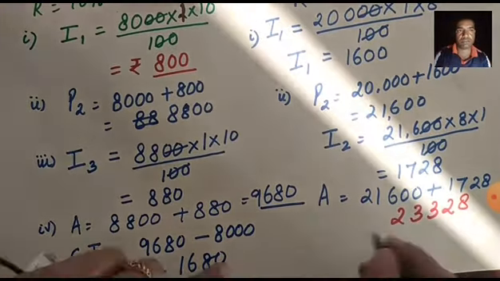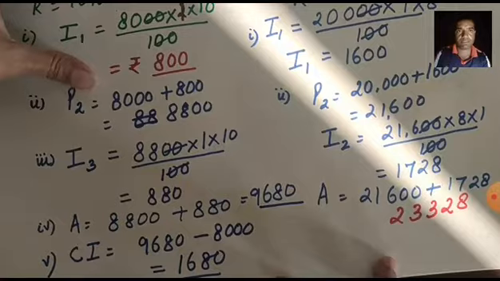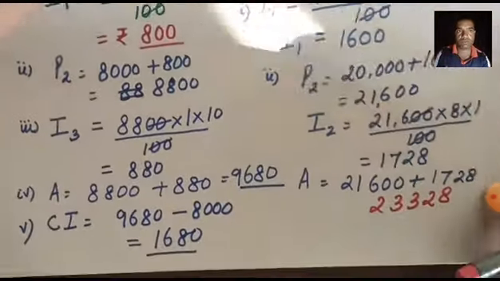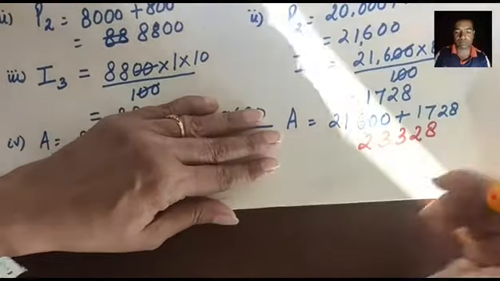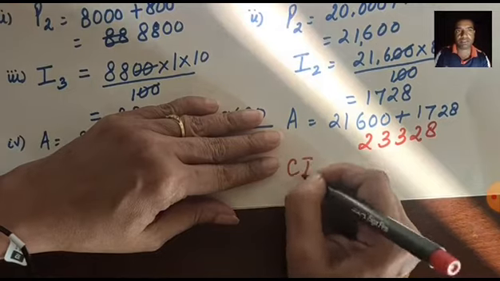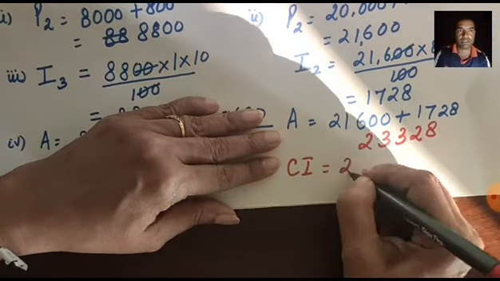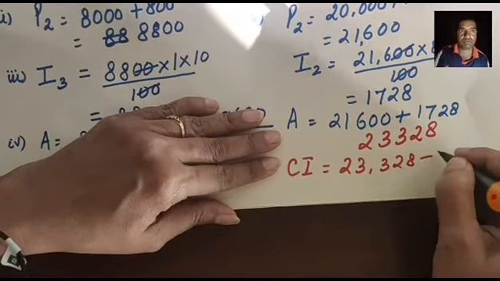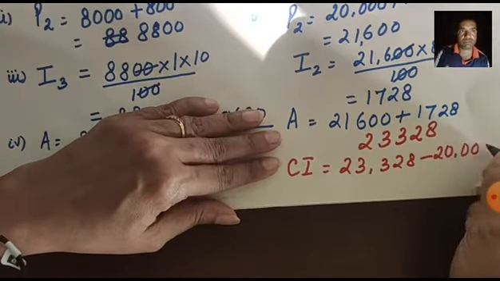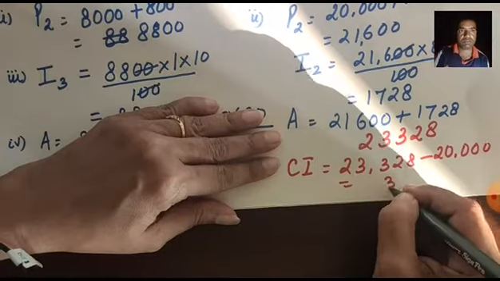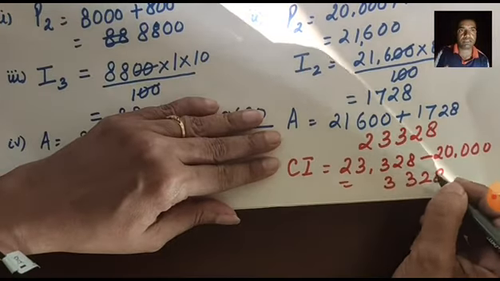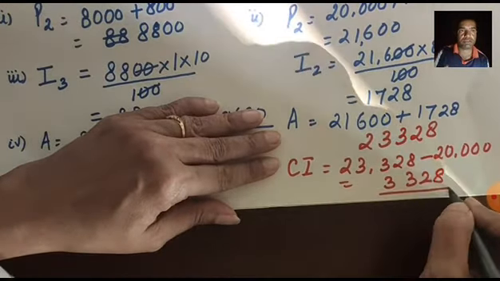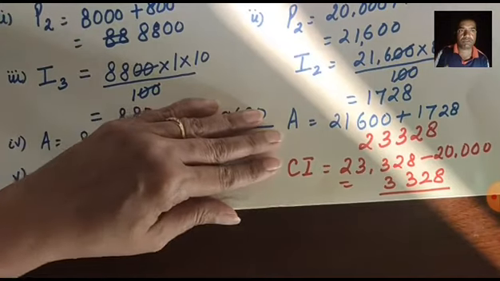23,328. Okay, this is the amount. When we have to find the CI, that means compound interest, it is amount minus first principal. 23,328 minus 20,000 is equal to 3,328. This is the compound interest. Okay, this is our compound interest.